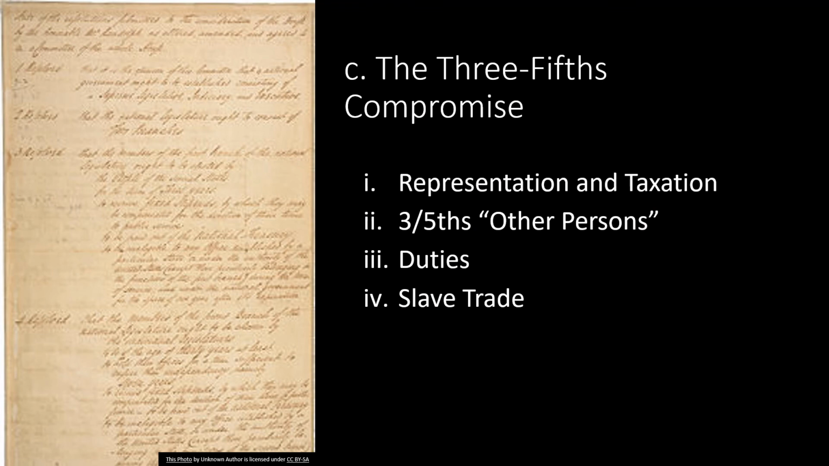Even the issues of representation and taxation were impacted by slavery. Northern states that had abolished slavery, as well as states that retained it but had fewer slaves, argued that slaves should not count towards the state's population for purposes of congressional representation. Southern states, on the other hand, argued that the total population of the state, free and enslaved, should be counted.